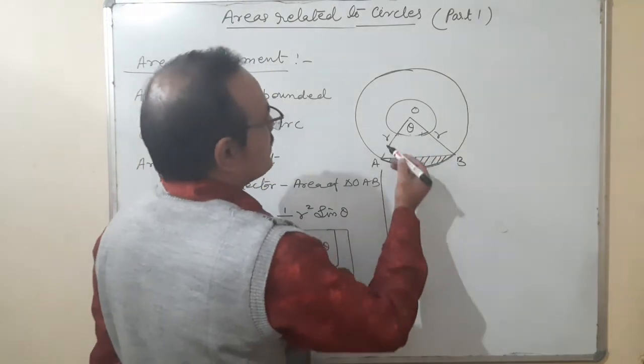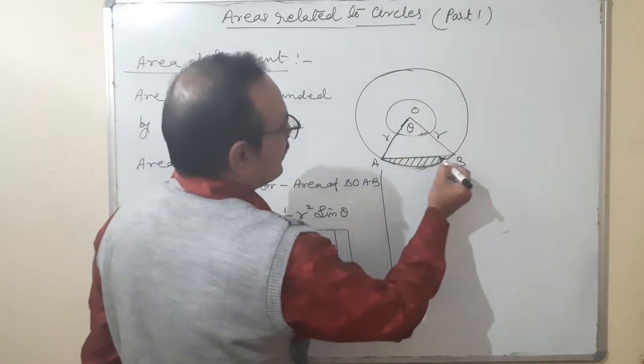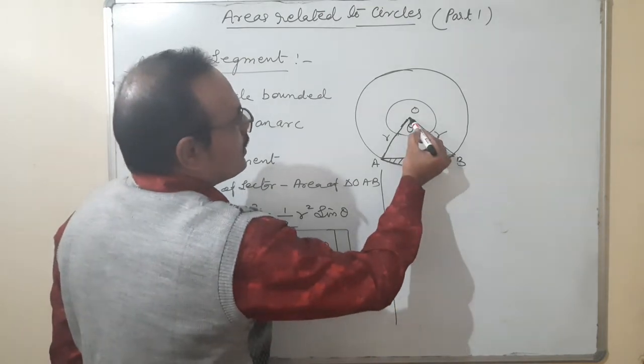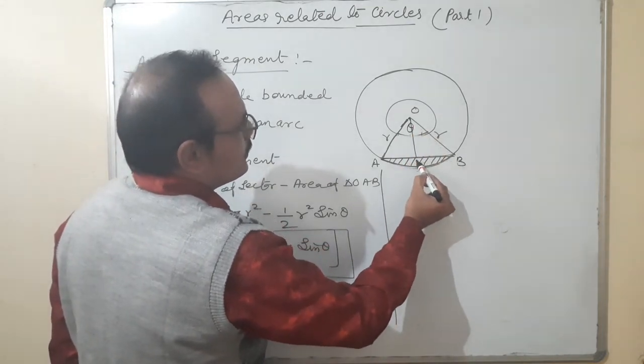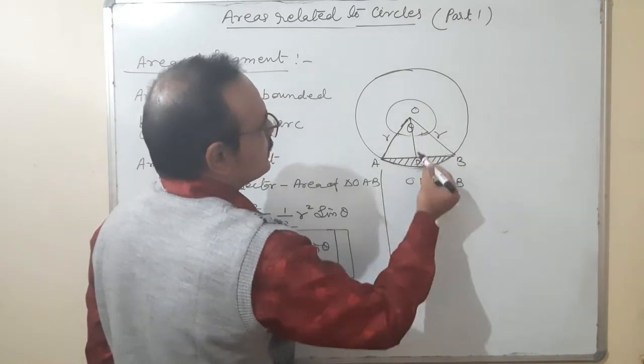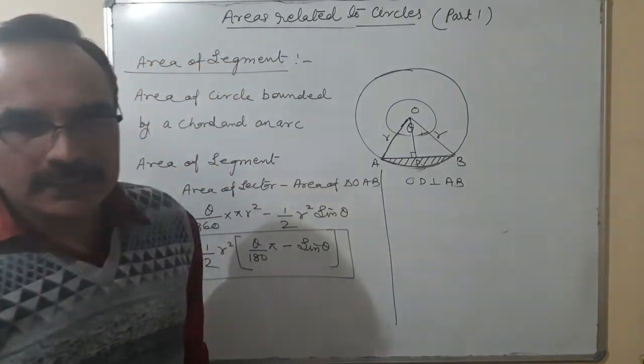1 upon 2 r square sine theta is coming in this triangle. I am going to draw one perpendicular OD. Suppose OD is perpendicular on AB. This is a perpendicular, that means which makes 90-degree angle here.